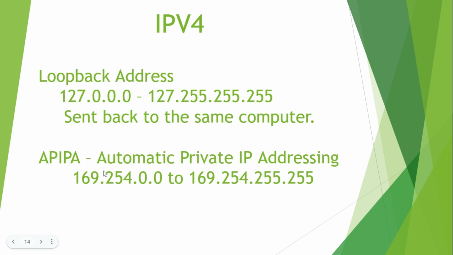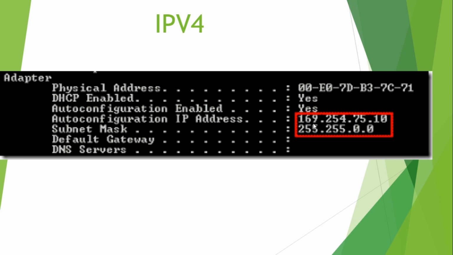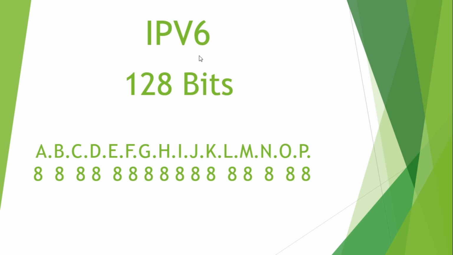APIPA, we literally just talked about that, automatic private IP addressing. It's literally the first IP address that your computer will get. More than likely, it's going to connect to the DHCP server, and then you would get an appropriate IP address. If for whatever reason you don't, the first thing to look at would probably be the DHCP server, if you have one. And here's an example here, 169.254.75.10.